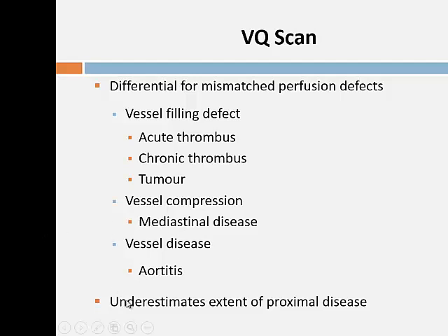The other thing to say is it can often underestimate the extent of proximal disease. Remember, not all thrombus is occlusive thrombus, and what you're relying on the VQ is that tracer not getting through. So if it's non-occlusive, tracer will still get through, it will still be picked up on your camera, and it will look as if you may not have a defect. So you can actually underestimate quite substantial proximal disease.